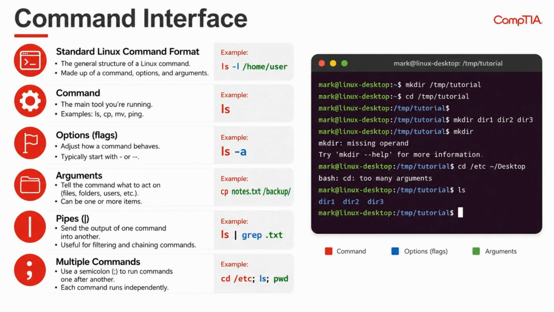The standard Linux command format is command, options, arguments. For example, ls -l /home/user. The command is the main tool you're running, like ls, cp, or ping. Options or flags adjust behavior, and start with a dash or double dash. ls -a shows hidden files. Arguments tell the command what to act on. Pipes, the | symbol, send one command's output into another. ls | grep .txt filters for text files. And a semicolon lets you run multiple commands in sequence, like cd /etc; ls; pwd.